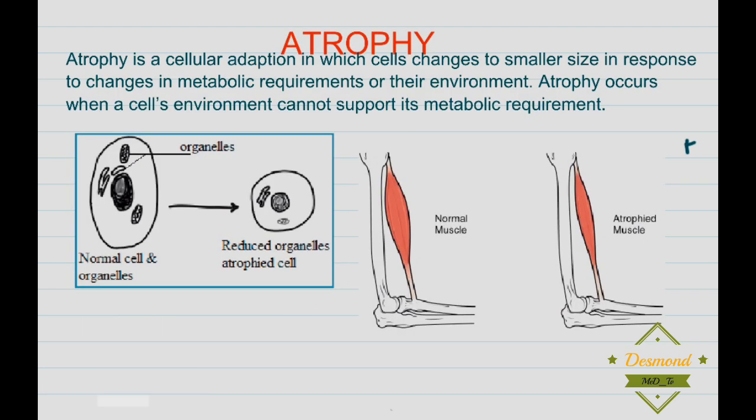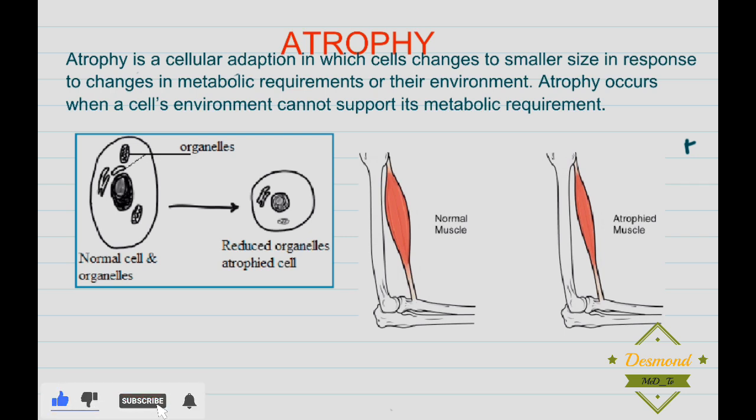Let's look at our next term. Let's talk about atrophy. Now, atrophy is the opposite of hypertrophy. Let's look at the definition for atrophy. Atrophy is a cellular adaptation in which the cells change to a smaller size in response to changes in metabolic requirements or their environment.